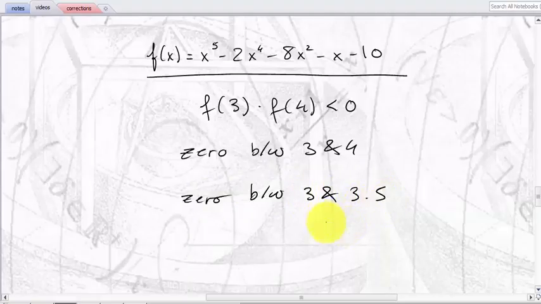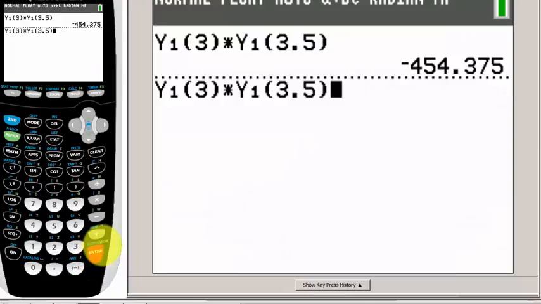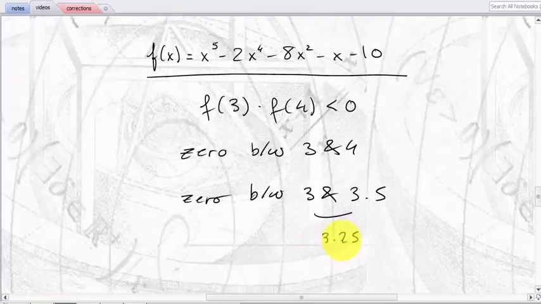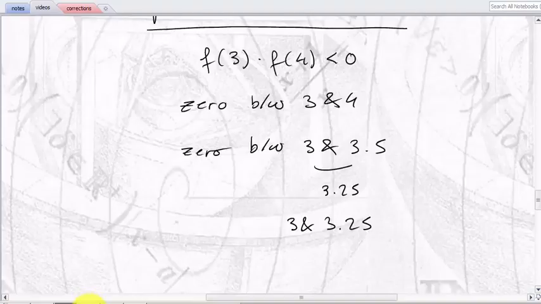Okay, so now you have to go in the middle right here. The middle is 3.25. So let me do it again. Let me grab my previous entry, and instead of 3.5, I'm going to put 3.25. Let me check out the sign, and the sign is negative again. So therefore, I know my 0 is between 3 and 3.25.